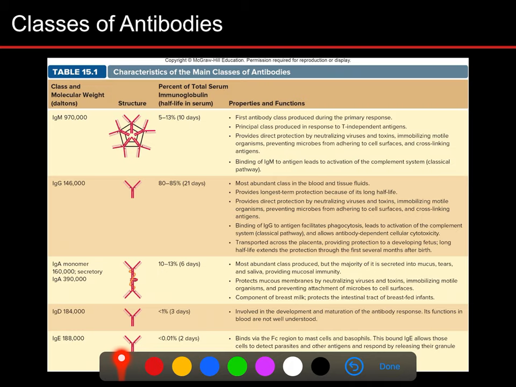The first is IgM. All of these antibodies are going to start with Ig. Ig stands for immunoglobulin, which is just a fancy word that means antibody. So these are class M antibodies, IgM. They're the first antibodies that get made. So when a B cell is stimulated to activity and becomes a plasma cell, it begins producing IgM.